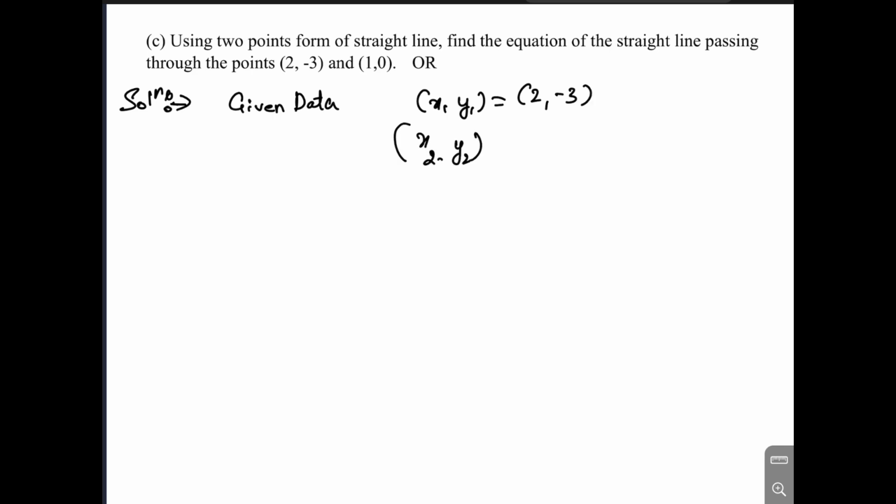Next question: using the two-point form of a straight line, find the equation of the straight line passing through the points (2, minus 3) and (1, 0). Now we'll find the data given in the question. Given data: (x1, y1) equals (2, minus 3), already given, and (x2, y2) equals (1, 0), which is mentioned in the question itself. So here we need to find the equation of the straight line.